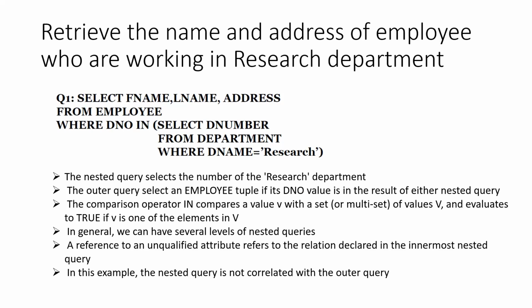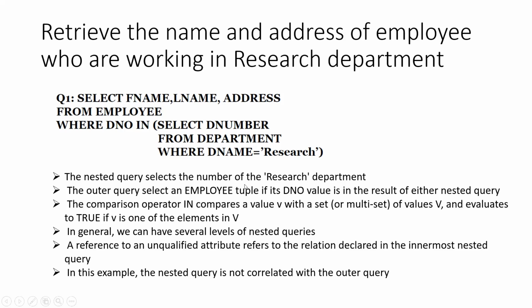We can see how it is represented as a nested query. Here we are first selecting the department number of the research department, department name research. That is our inner query or the nested query: select D number from department where D name equal to research. This is the nested query.